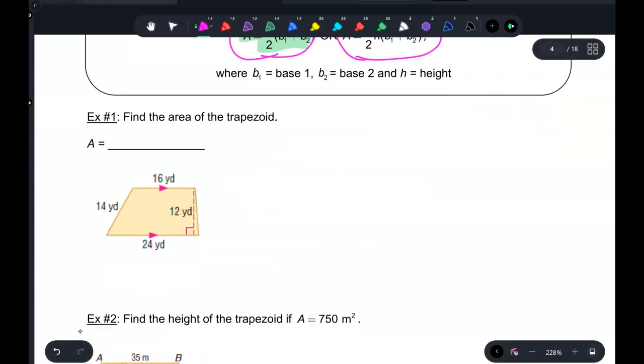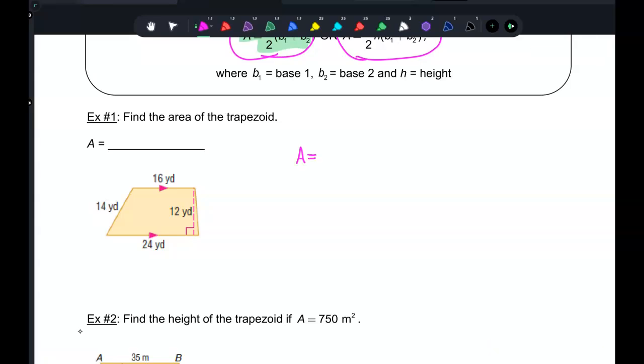Okay? So find the area of the trapezoid. The height is 12. And base 1 is 16, plus base 2 is 24, which is 40. So 6 times 40. It's 240.